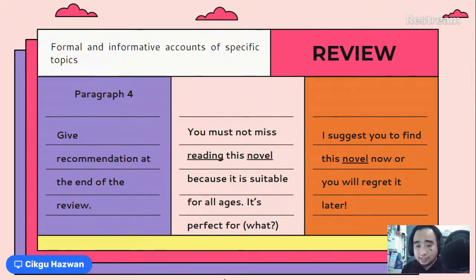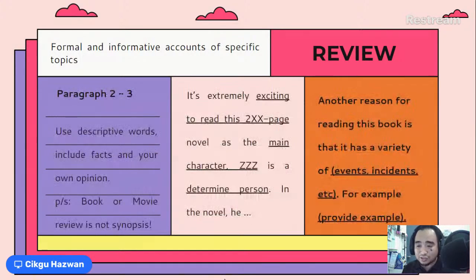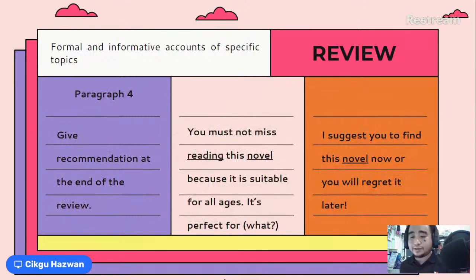So the idea is, yang saya bagi ni is just a template so that you can include your own sentences when you are writing a review. Okay. For example, in the final paragraph ni, you must not miss reading this novel because it is suitable for all ages. If you are doing a movie review, you must not miss watching this movie because it is suitable for all ages. Okay, it is perfect for a family and people who want to know more about the world of magic ataupun imagination macam tu. Okay.